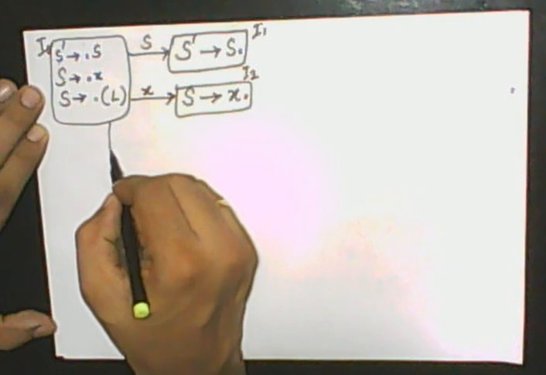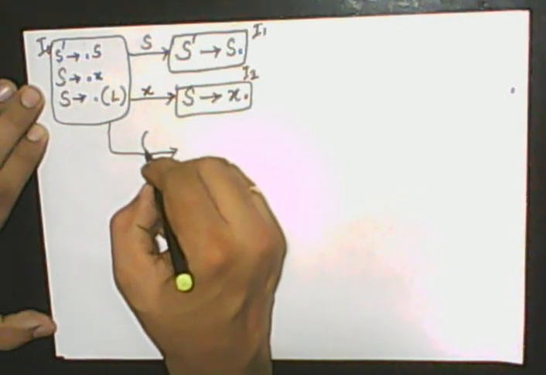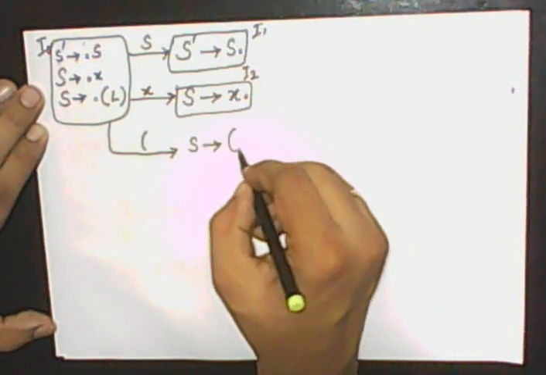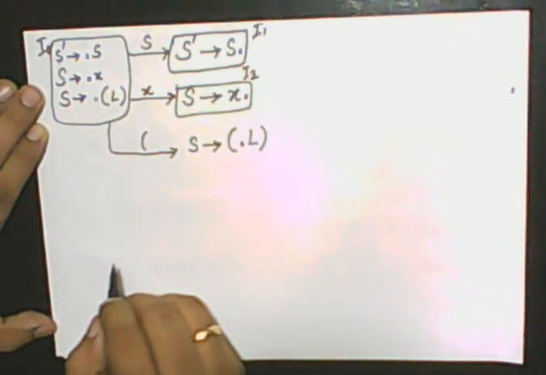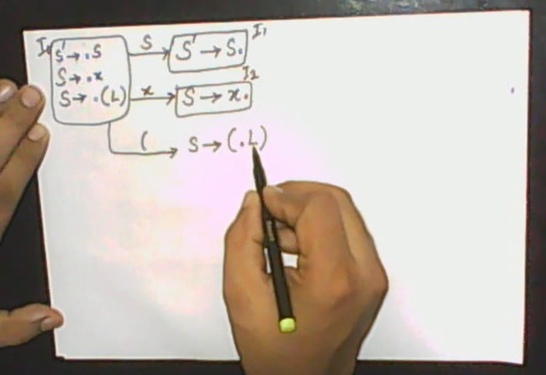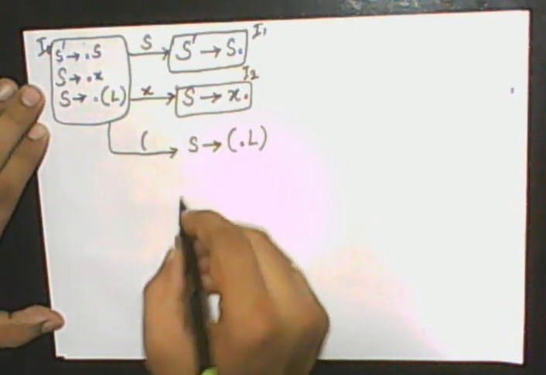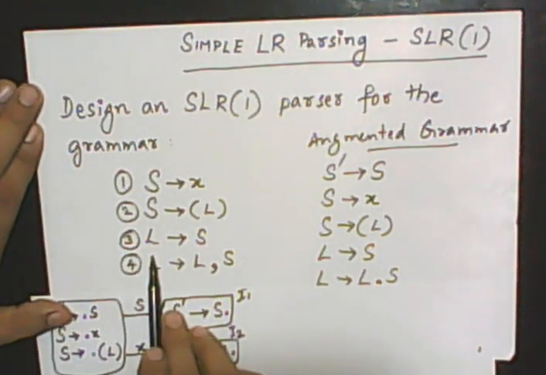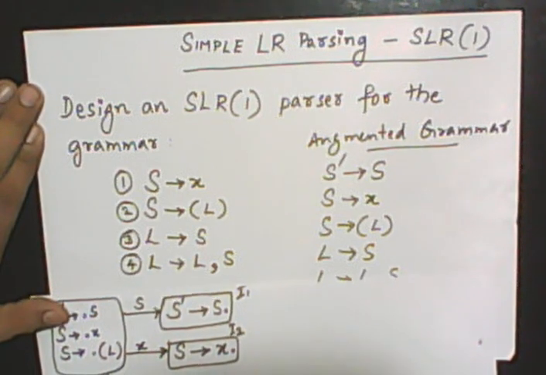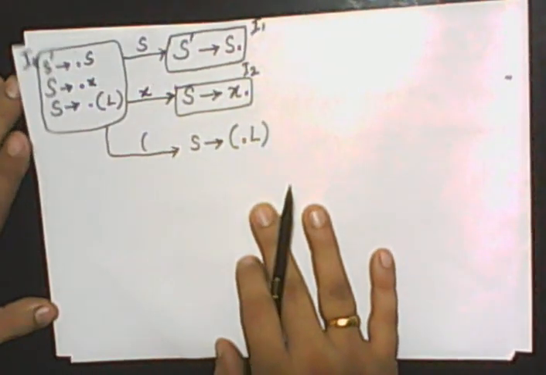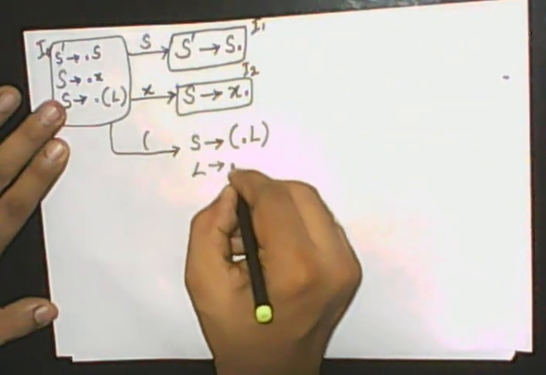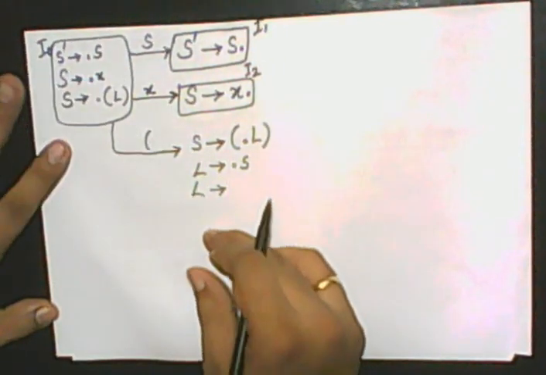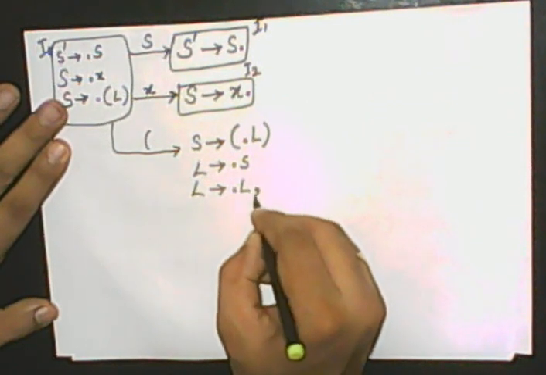Now you can have the third transition, that is on left parenthesis. On left parenthesis, this becomes S gives left parenthesis dot L right parenthesis. Since after the dot you have L here, all those productions with L on the left side have to be added with dot on the left end. If you check the productions, you have L gives S and L gives L comma S. So that will be added: L gives dot S, L gives dot L comma S.